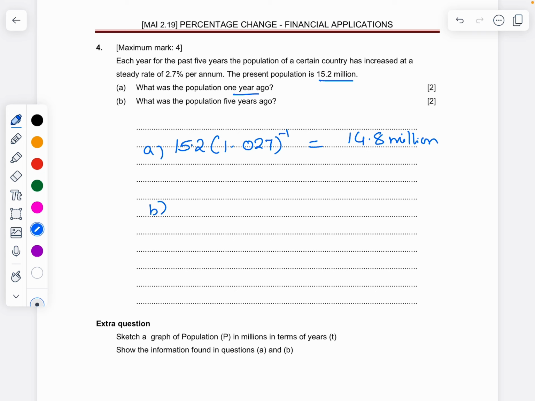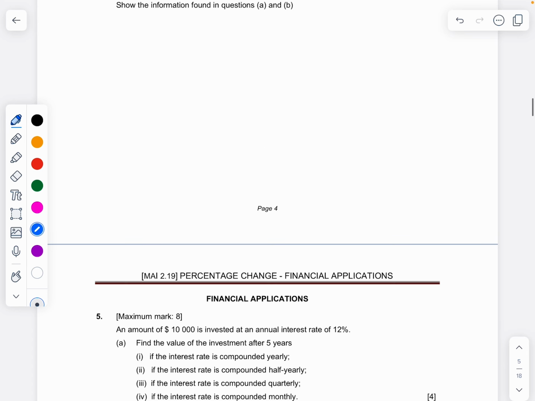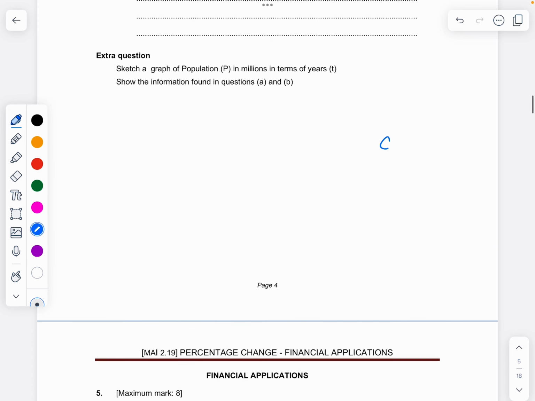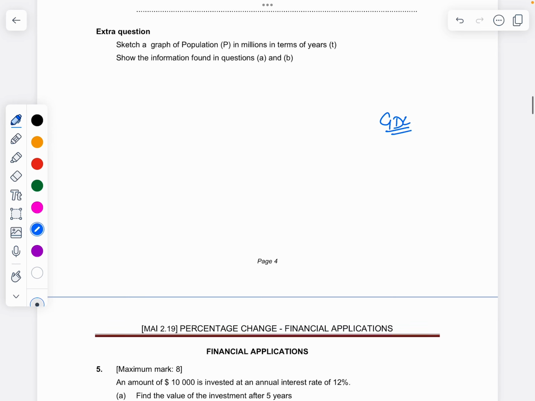Then part B, what was the population 5 years ago? So 15.2 times 1.027 to the power of negative 5. It is 13.3 million. For the graph, again you can use the GDC to get the graph.